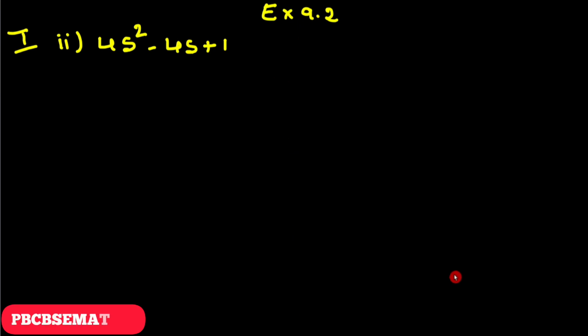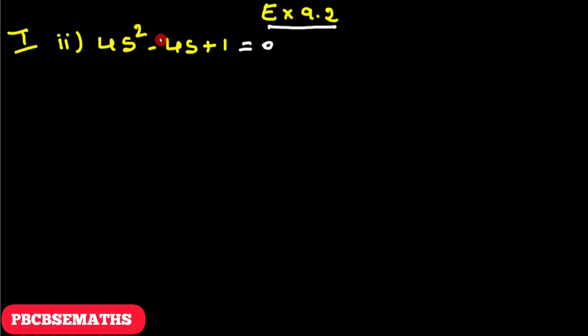Today in this video, we are going to solve exercise 9.2, first main, second question. In the first main second question, we have a quadratic polynomial 4s square minus 4s plus 1 equals 0, and we need to find out the zeros of this given quadratic polynomial, and also we have to verify it.